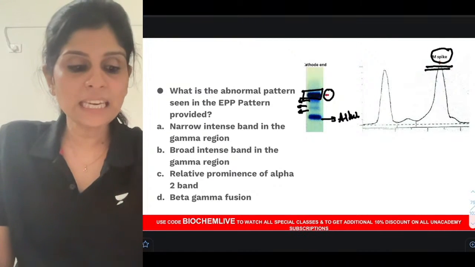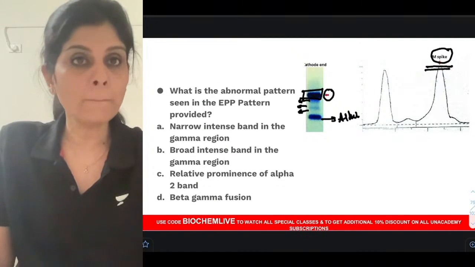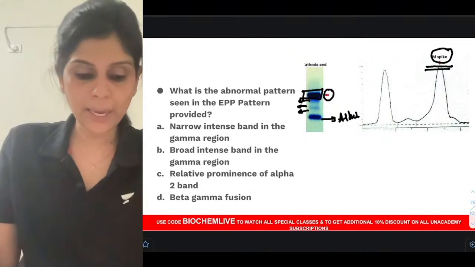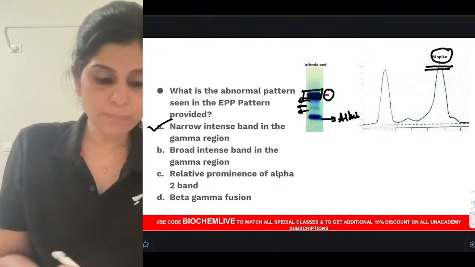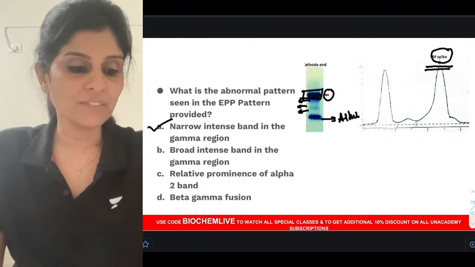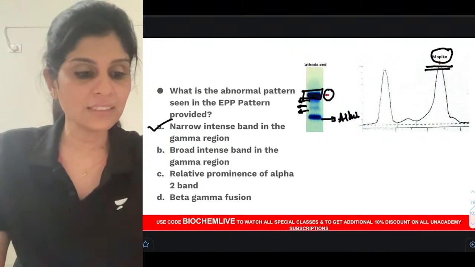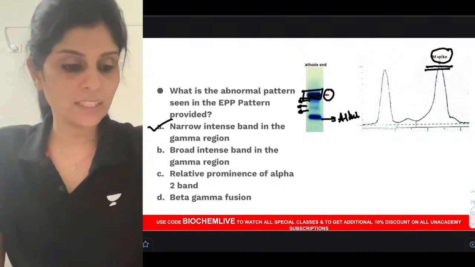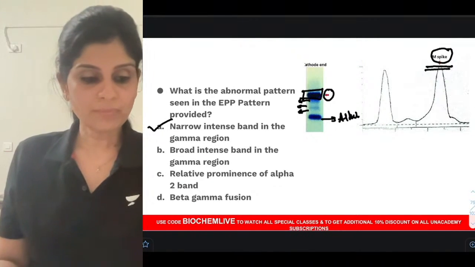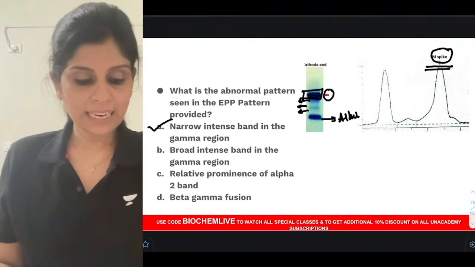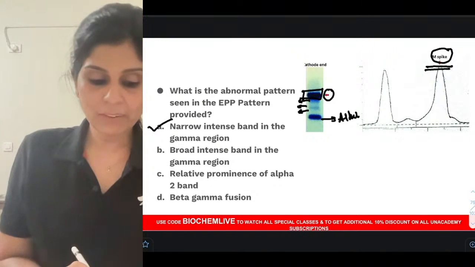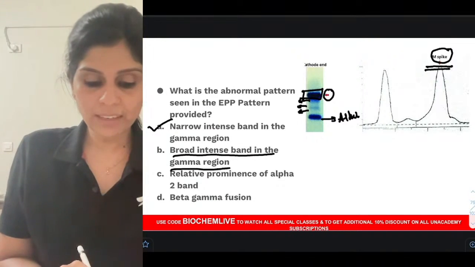Okay, when will you see M spike? It is going to be seen in multiple myeloma. And how do you describe the M band? The M band is a narrow intense band that is seen in the gamma region. Very good. I'm happy that all of you have answered it right. Good, Rahul. Good, Aruparan. Good, Dev. Very good, Pragya. Rahul Chand alone has answered it as broad intense band. Rahul, can you tell me when will you see a broad intense band in the gamma region?